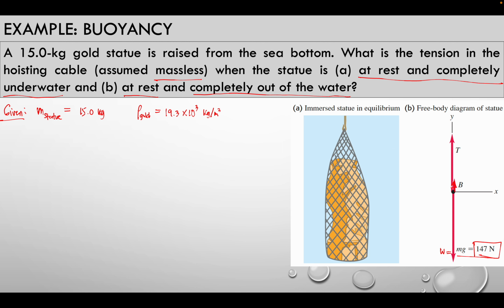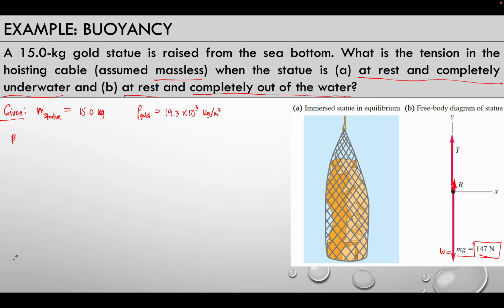So before we can solve for the tension, we need to find first the buoyant force. But buoyant force was not given. So, buoyant force, let's have it as B.